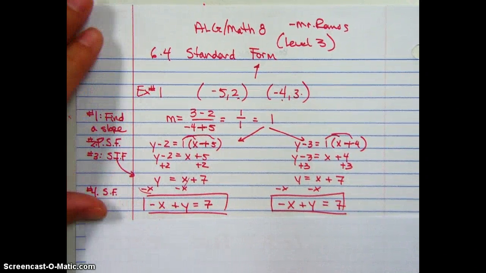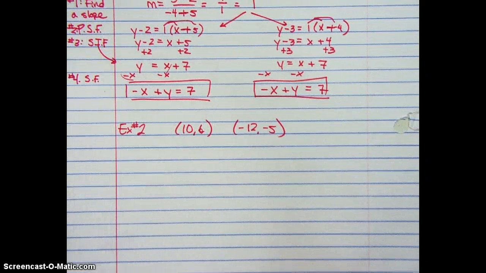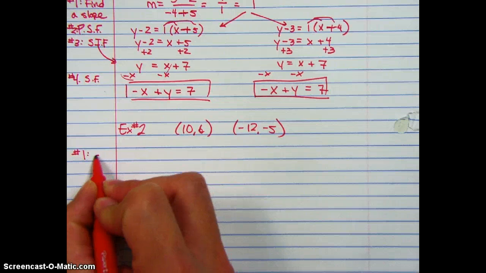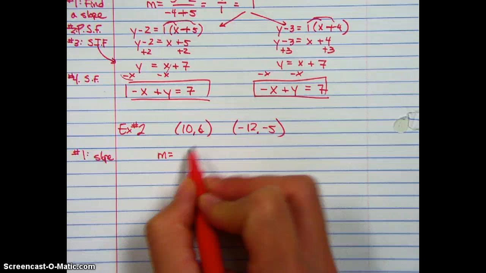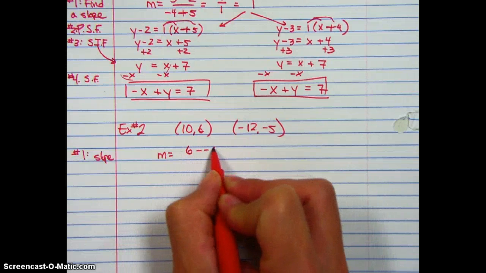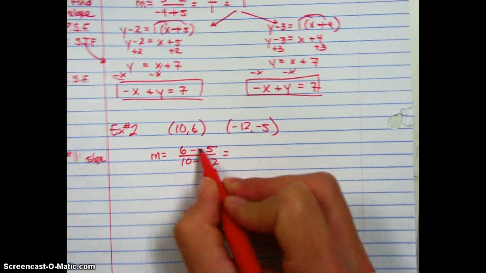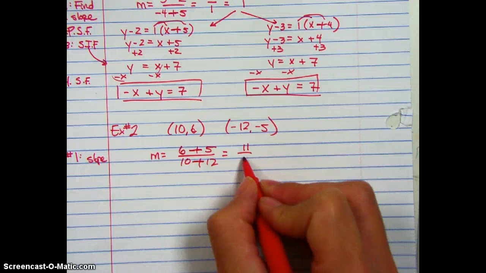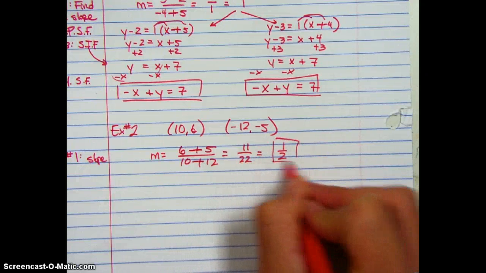Here's a second example. Again, feel free to pause this video and try it out on your own first. Okay, I'm going to go through the steps here. I need to find my slope. So let's just go easy here, I'll just do one way. 6 minus a negative 5, over 10 minus a negative 12. The minus and negatives turn into plus, so I end up with 11 over 22, which I can reduce to 1/2. So there's my slope.